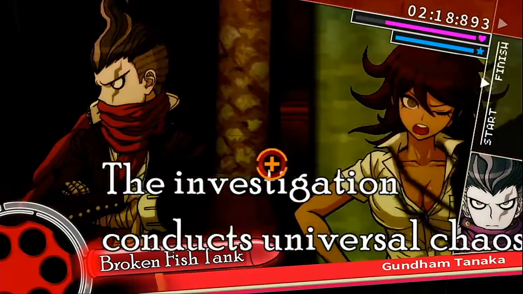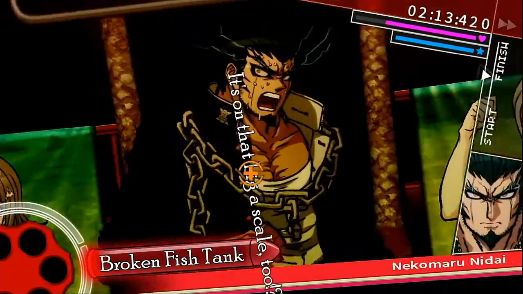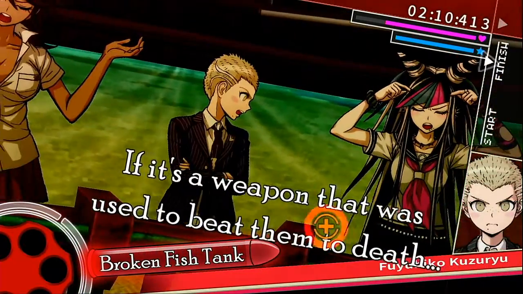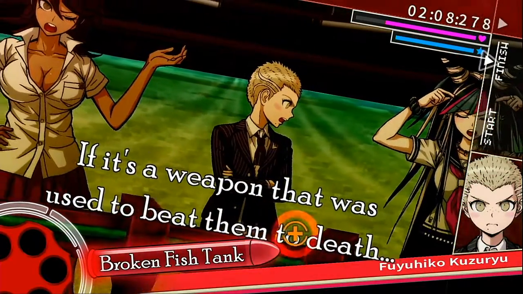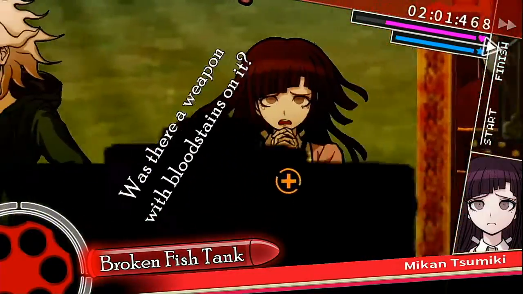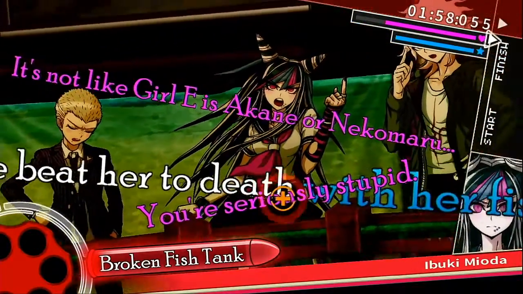The investigation conducts universal chaos. It's on that big a scale, too? How about beating her with gravel instead? If it's a weapon that was used to beat them to death, it should have had bloodstains. Was there a weapon with bloodstains on? She beat her to death with her fists!